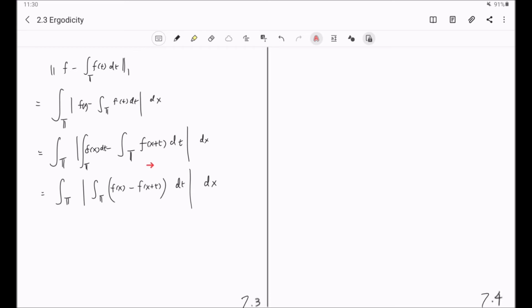Oh, I forgot to say, some of you know why this is true and some of you don't. The reason that we can change t to x plus t without affecting this integral is because this f is defined on this circle, and this integrand is always considered mod 1. You can always think of f as a periodic function on the real line with period 1.